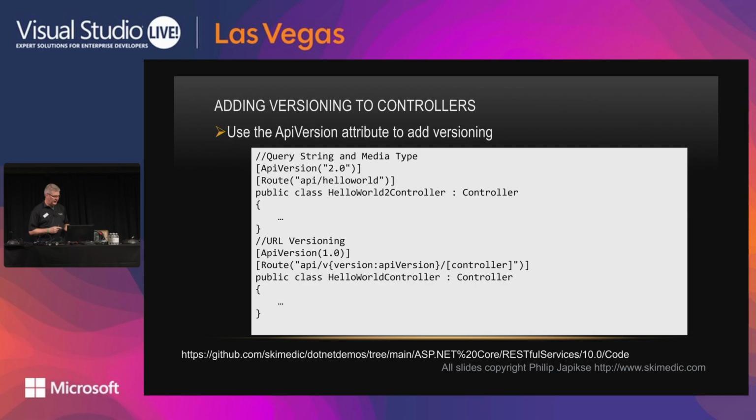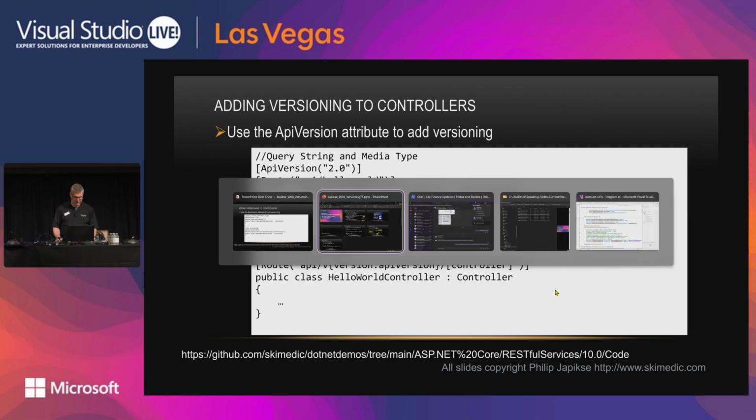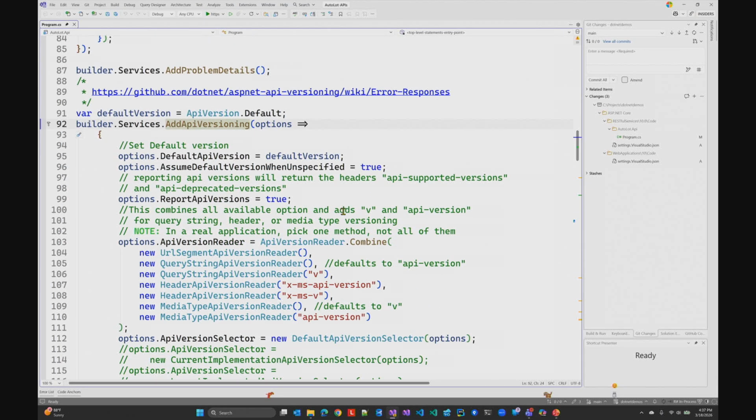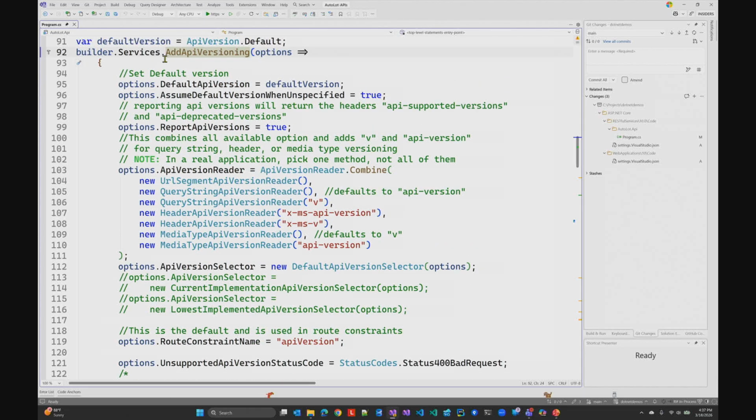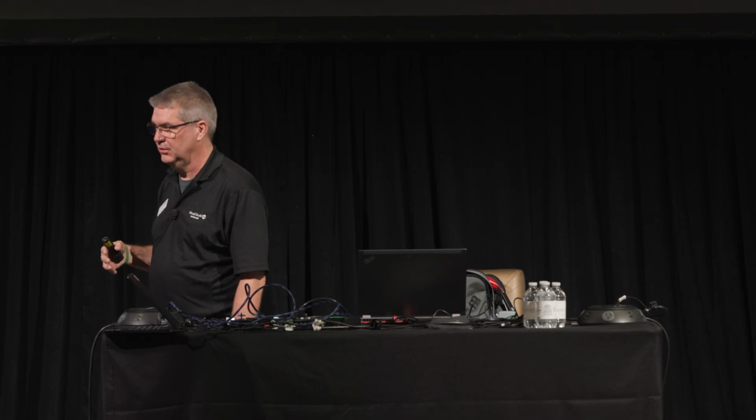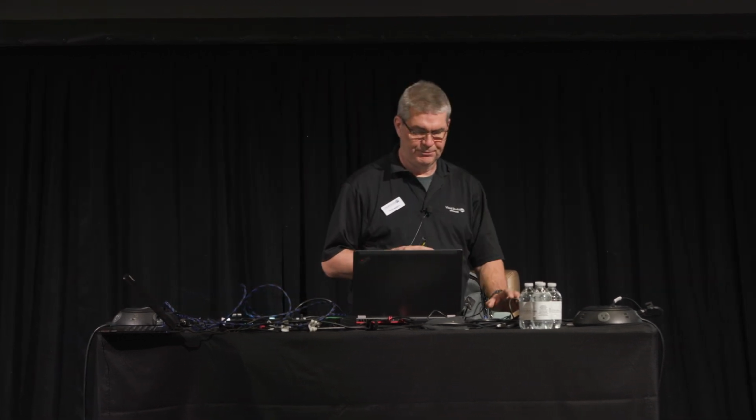So here we have, actually before we do this, I have time. Add API versioning. So this is how we add it in right here, and there's options. Default API version. We want to tell it a default. In the later talk, I'm going to go into much more detail why that's important. But assume default version when unspecified. So if somebody calls your endpoint and doesn't tell you a version, instead of having it puke, you can have it go to whatever you define as a default version. So default version 1, default version 2.